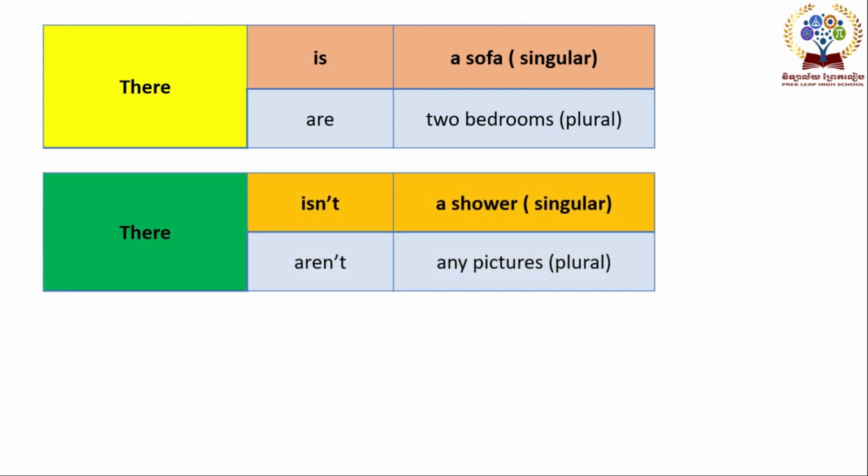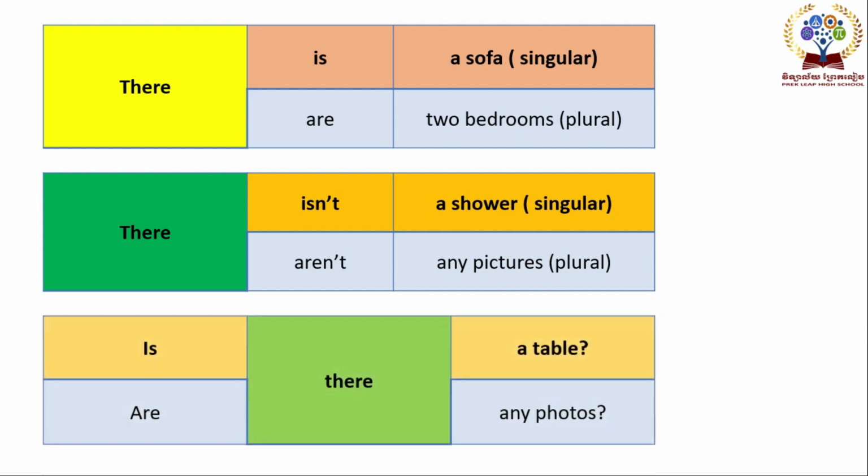So now let's just look at the negative of there is and there are. The negative of there is, you say there isn't. So there isn't a shower, and we say there aren't any teachers. Let's just look at questions. Is there a table, and are there any photos?